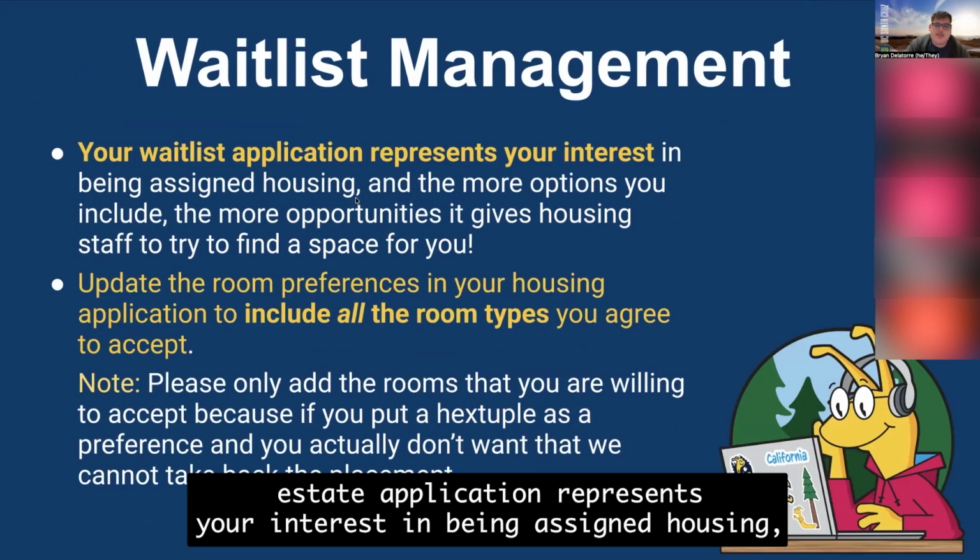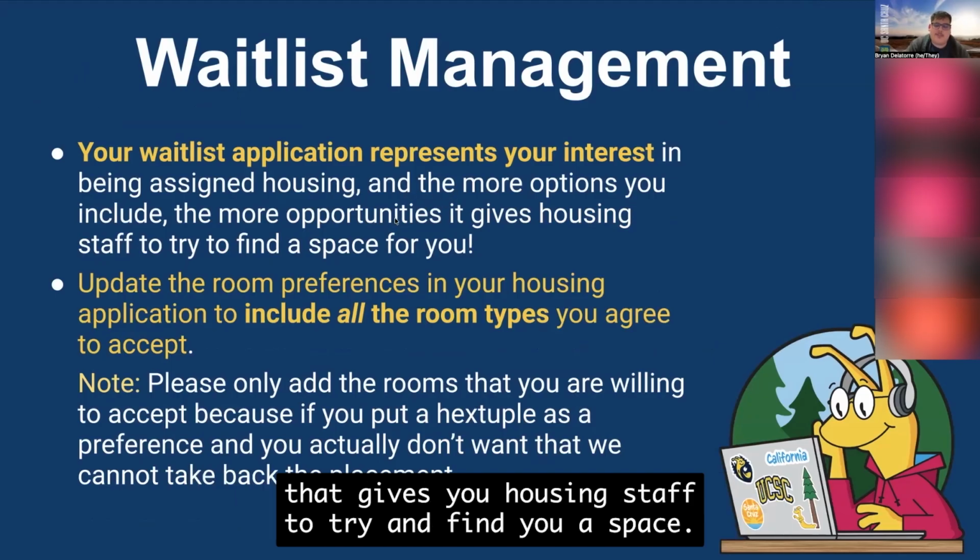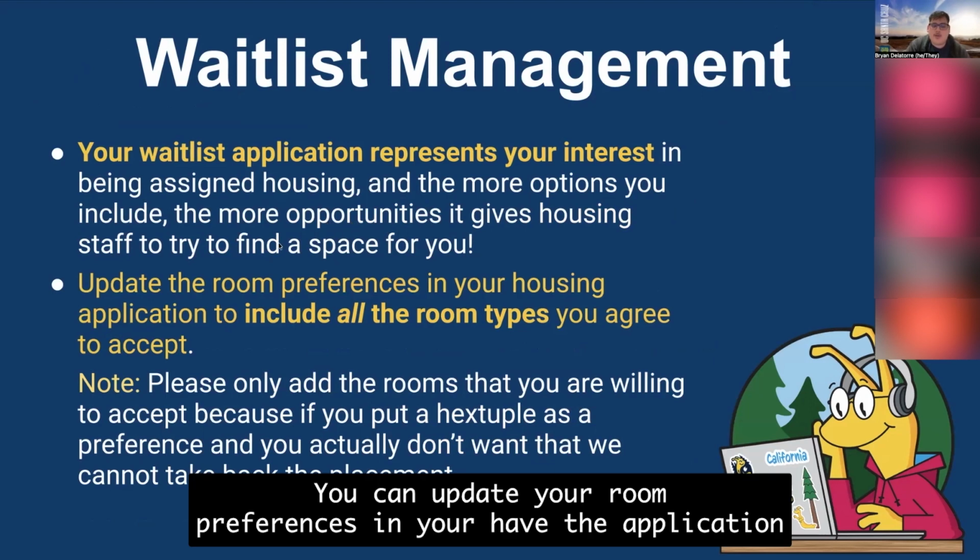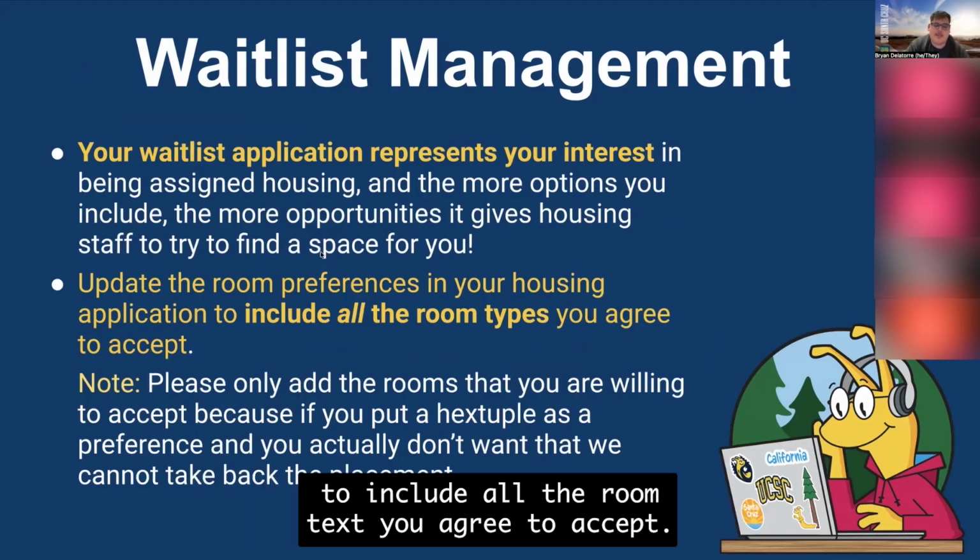So your waitlist application represents your interest in being assigned housing, and the more options you include, the more opportunities it gives housing staff to try and find you a space. You can update your room preferences in your housing application to include all the room types you agree to accept.